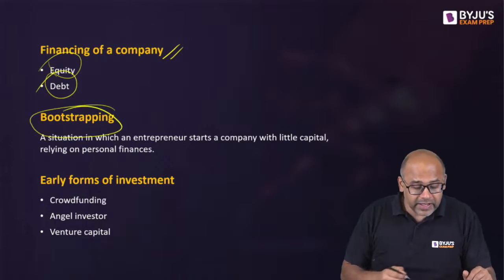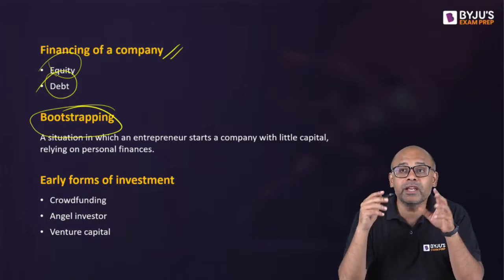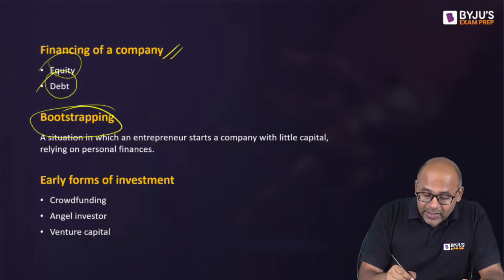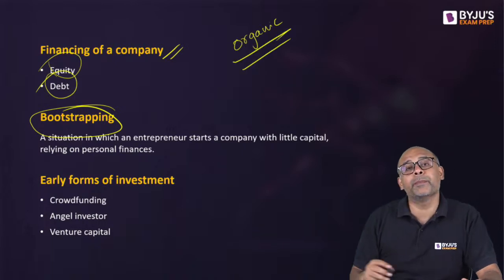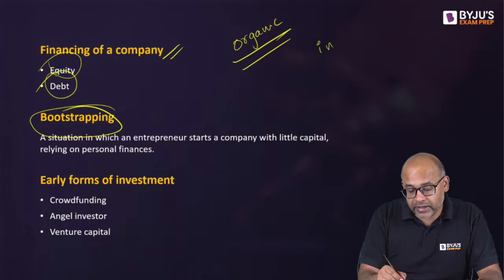The next word is bootstrapping. What is bootstrapping for a startup? A company can grow in 2 or 3 ways. Broadly speaking, a company can grow in 2 ways. One is organic, the other is inorganic.